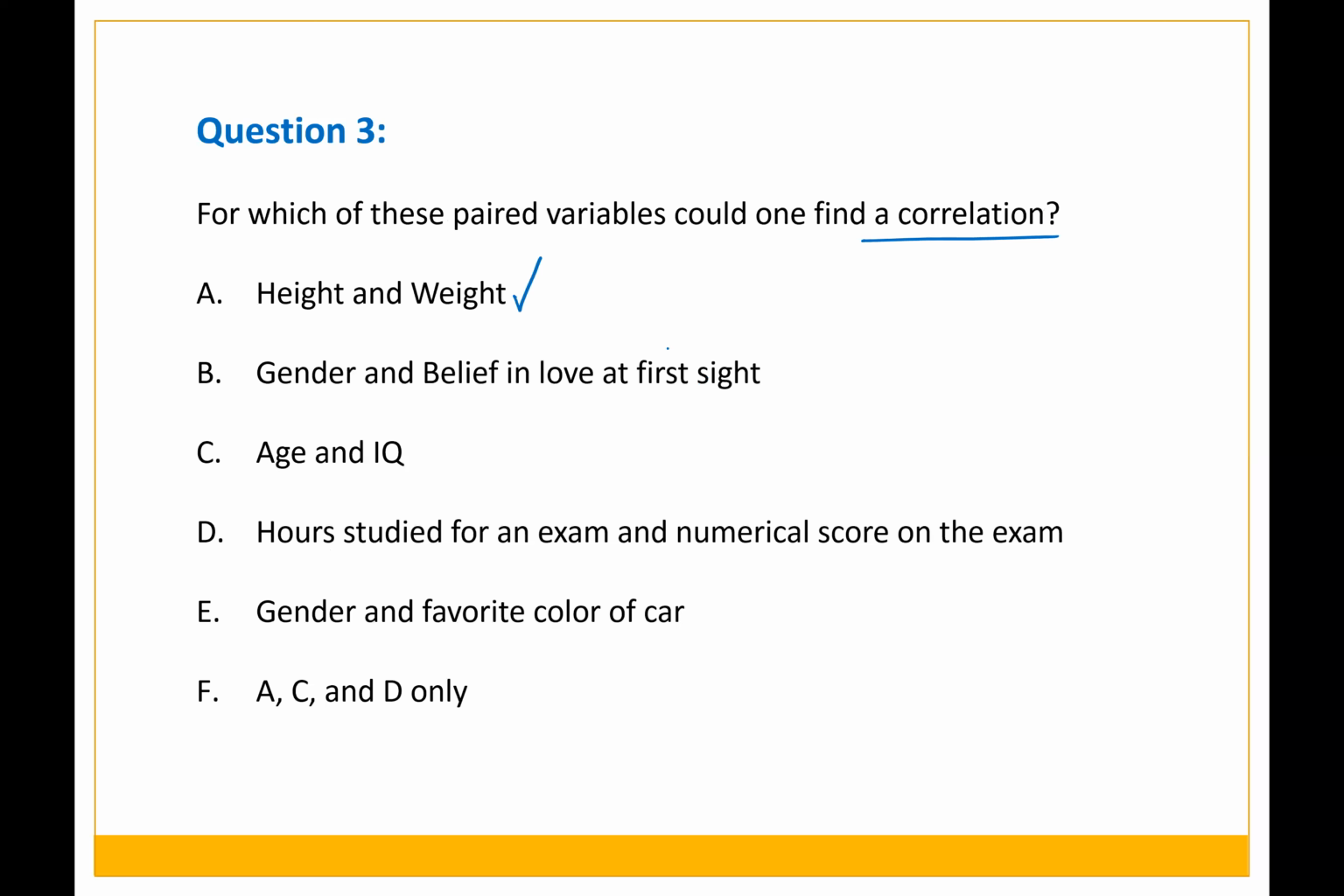Gender, I believe at first sight, both of them are categorical variables, so they cannot be used. Age and IQ, both of them are numerical variables. Hours studied for an exam and numerical score on an exam. Surely that works. Gender and favorite color of car. Again, this one would not work because both of them are categorical variables. So we have A, C, and D. So the answer is going to be F.